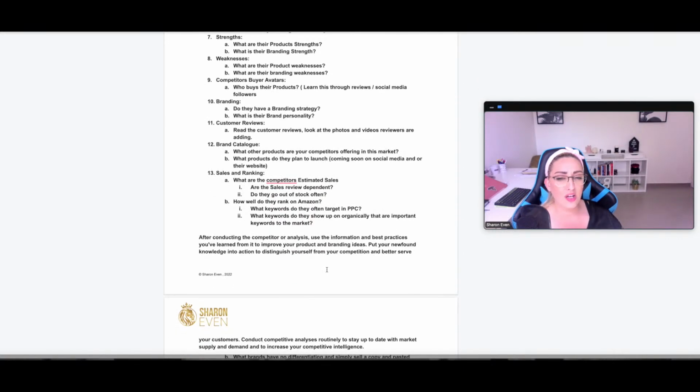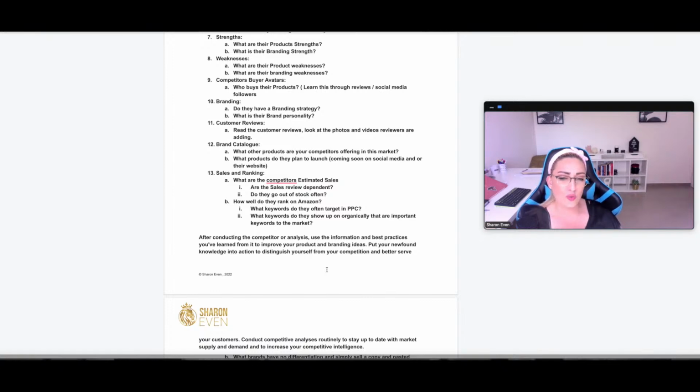Brand catalog. What other products are your competitors offering within this market or outside of this market? What products do they plan to launch? You can know this by looking at their website, looking out for coming soon, or looking for coming soon on their social media or on their website. They can talk about it in different places.